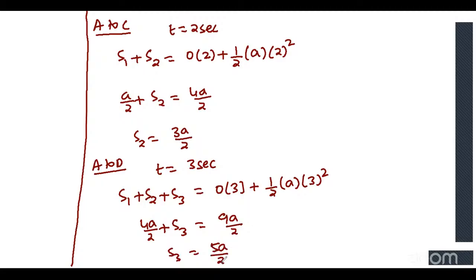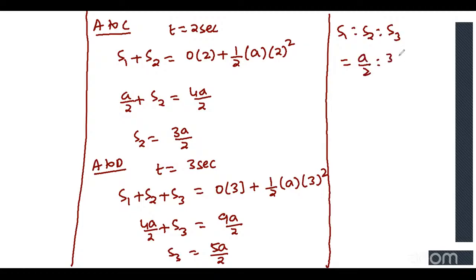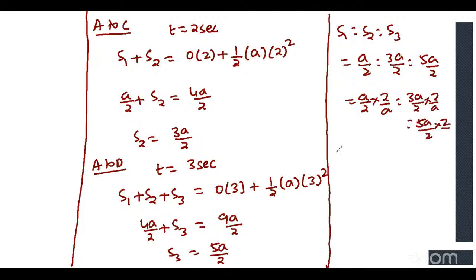If you observe carefully, we are getting odd multiples. S1 is to S2 is to S3 equal to A by 2 is to 3A by 2 is to 5A by 2. In each term, I'll multiply by 2 by A, which will give 1 is to 3 is to 5.